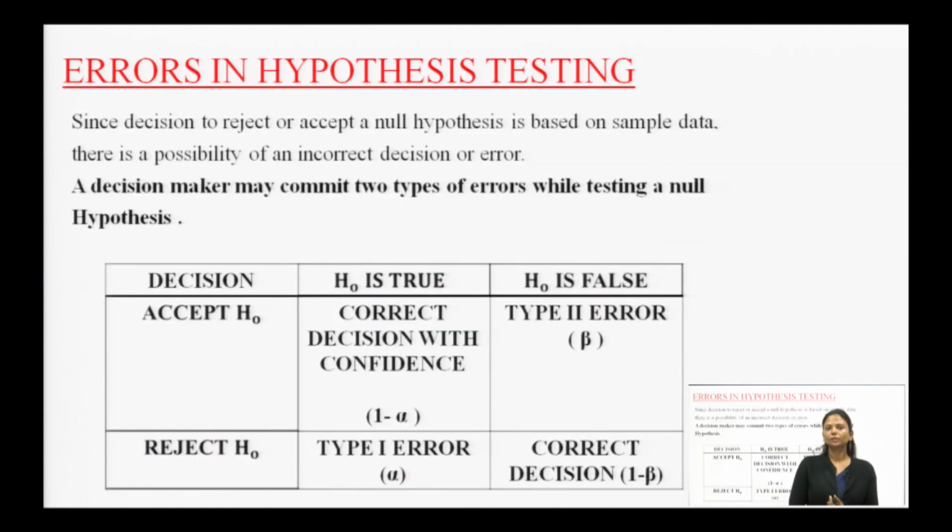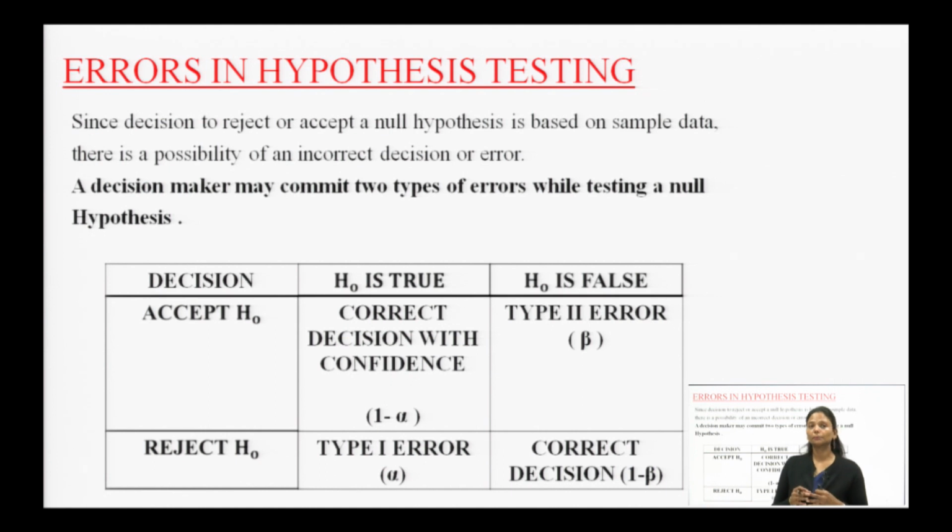Just now we were talking about two different kinds of errors which we generally make. If we are accepting the null hypothesis, what does this mean? What kind of error are we making? And if we are rejecting the null hypothesis, what does this mean? What kind of error are we making? Since the decision to reject or accept a null hypothesis is based on sample data, there is a possibility of incorrect decision or error. We human beings tend to make mistakes, so it totally depends upon what kind of decisions we are taking and what kind of sample data we are taking from the population, whether that sample data is right, whether it is motivated to give you the right answers, or whether the sample data is 100% accurate.